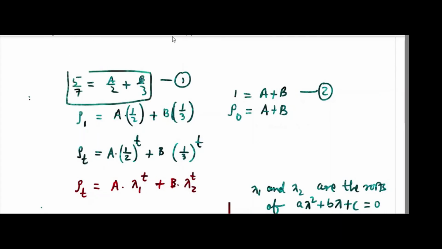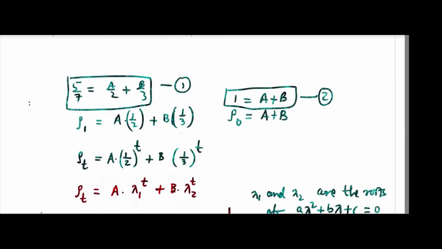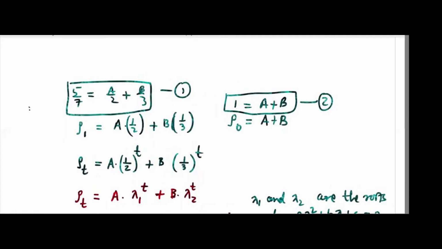These are the two equations you need to solve. If this is really correct, 5 upon 7, then you will get the values of A and B. A plus B should be equal to 1. So we have to check whether we will get these or not. Yes, the equations are correct, but the final equation, I have written somewhere.